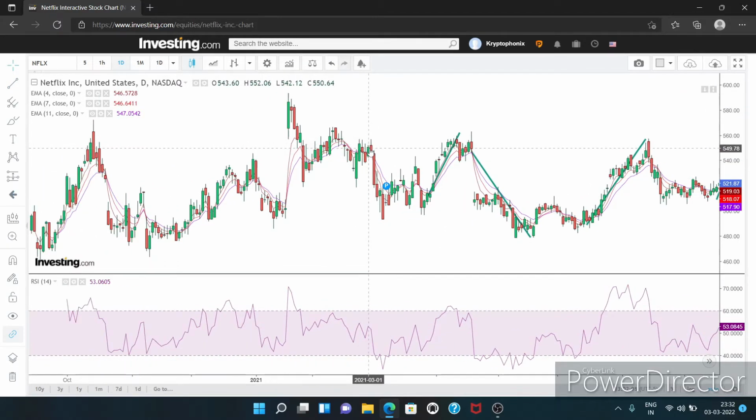Okay, this point right in front of us, the crossover formed is such that 11 EMA moves at the top and 4 EMA comes at the bottom and 7 EMA is between both. Also, the RSI at this juncture is between the 60 and 40 level. This being a signal to sell, what we observe is a good downfall in the stock price.